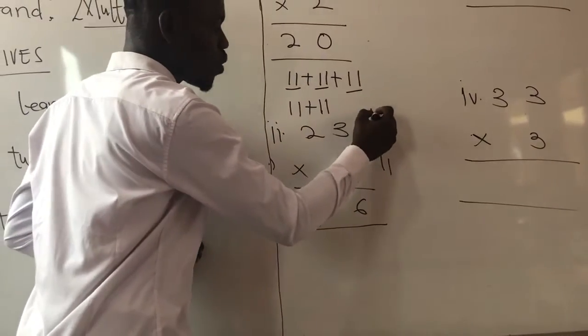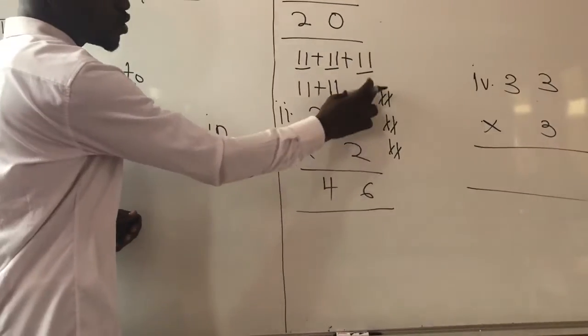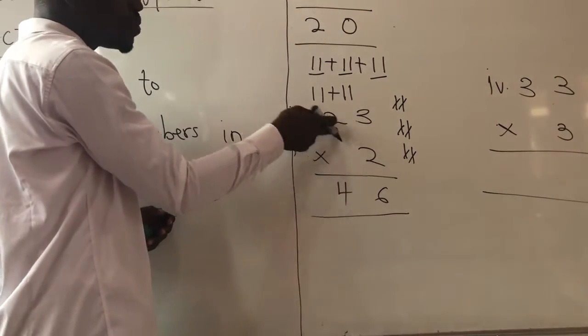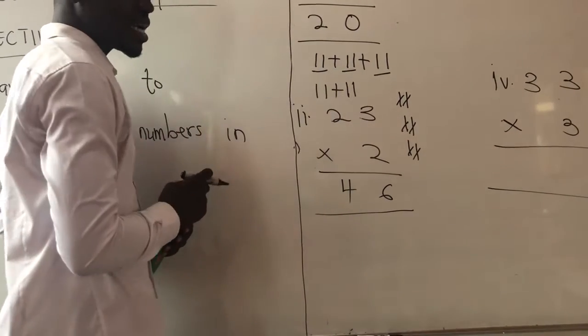So if you put 1, 2, 3, 4, 5, 6, what do we get? If you put all the 2's together, we get what? 6. And if you multiply 2 by 2, what are we getting? We are putting these 2 and these 2 together.